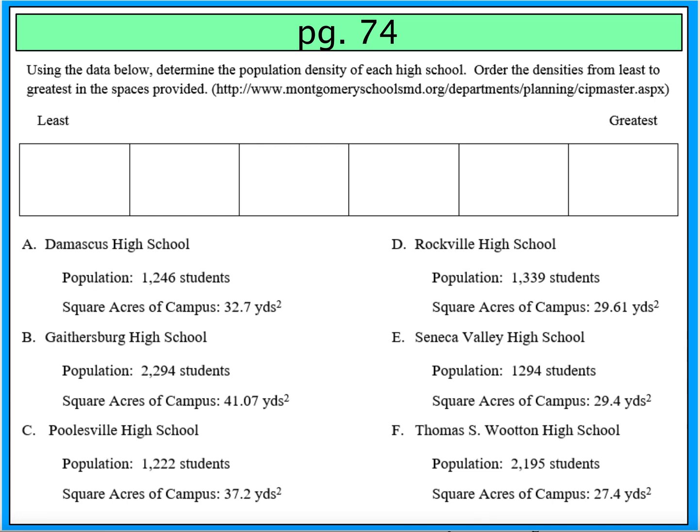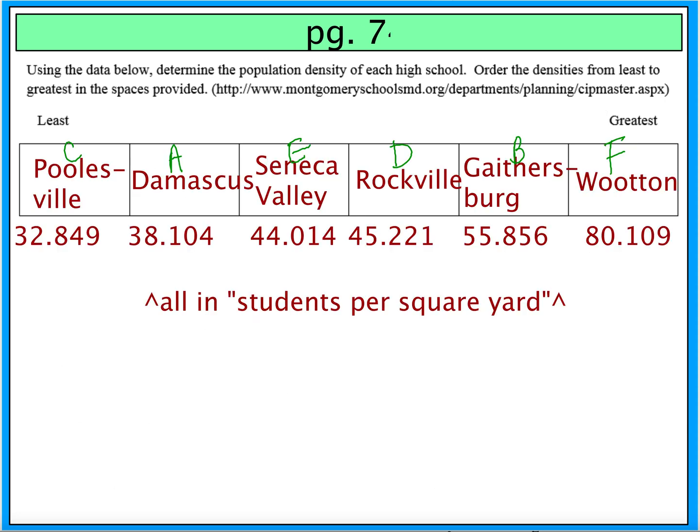All right, so pause the video. When you're done figuring out each of them, you then want to arrange them from least to greatest. So see, least is going to start here, greatest, so you're going to figure out each of these and then place them from least to greatest. And this is how it turns out. Poolesville is the least densely populated school, and Wooten is actually the most densely populated, and all the ones that fall in between.